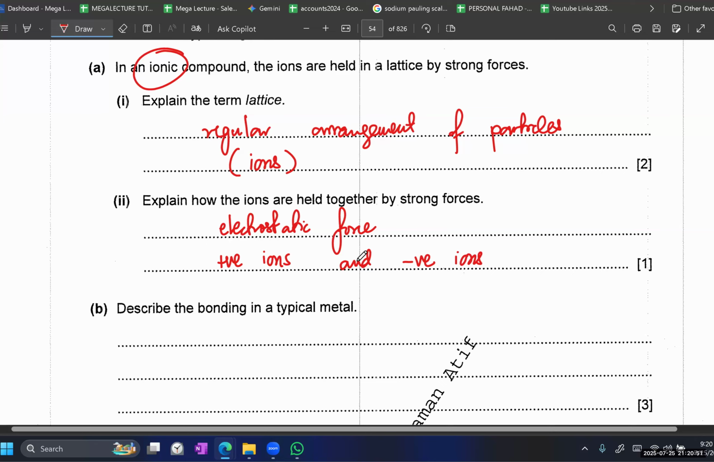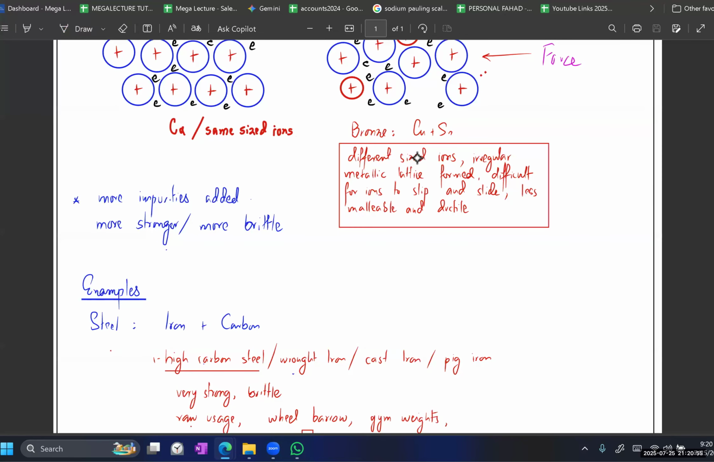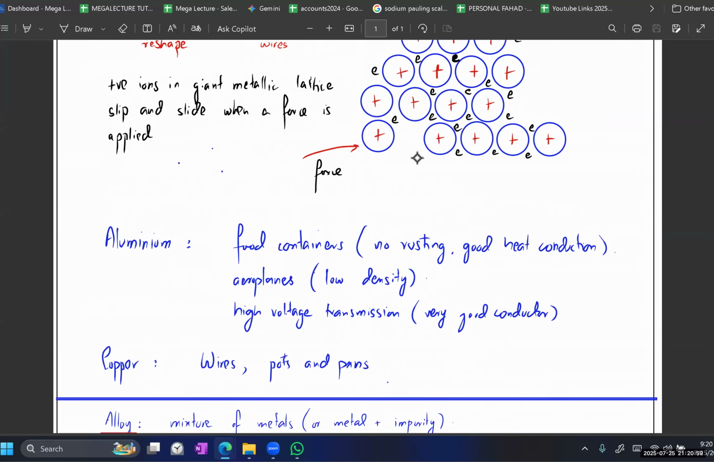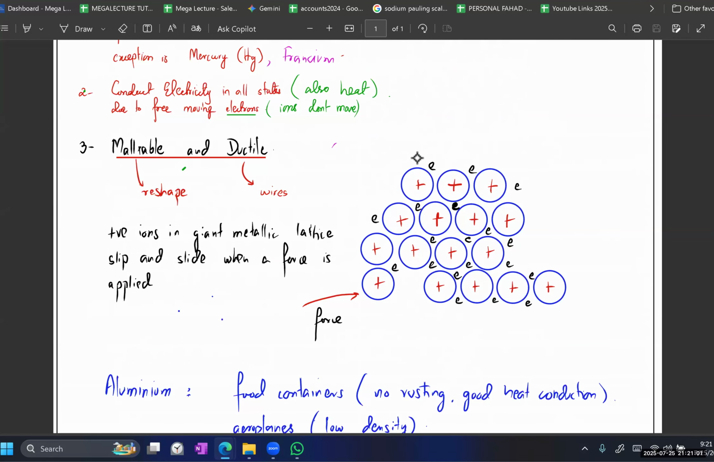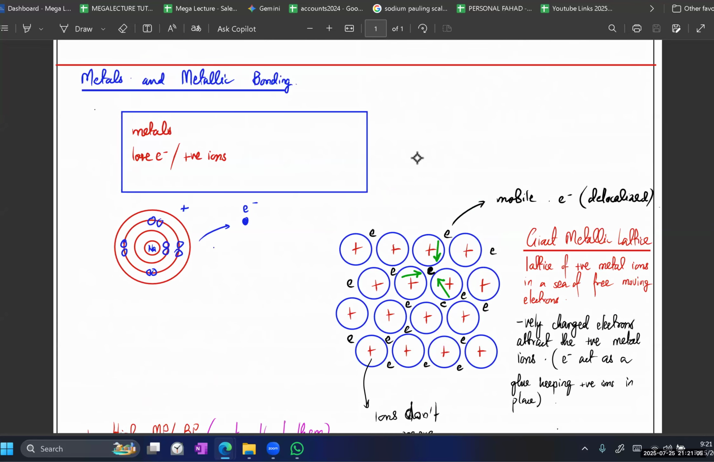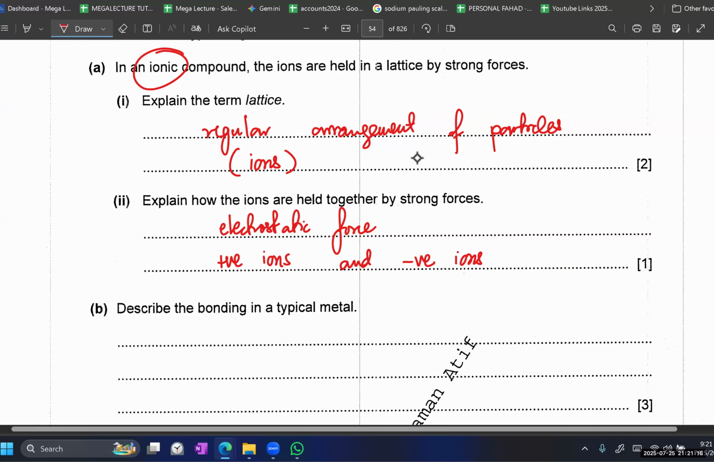Again the same question has come: describe the bonding in a typical metal. You draw the diagram. Giant metallic lattice, it's a lattice of positive metal ions and a sea of free moving electrons. The negatively charged electrons are attracted to the positive metal ions. That's how we are going to describe it.